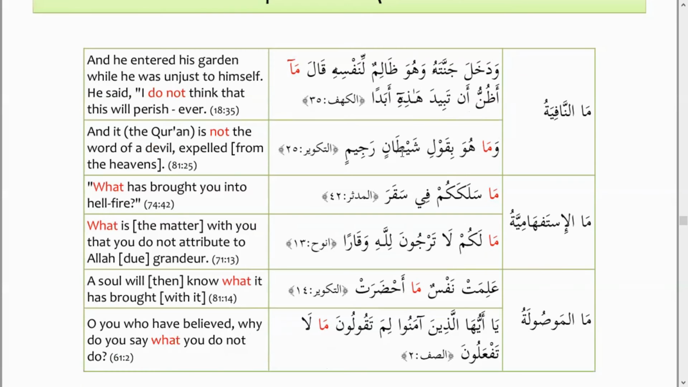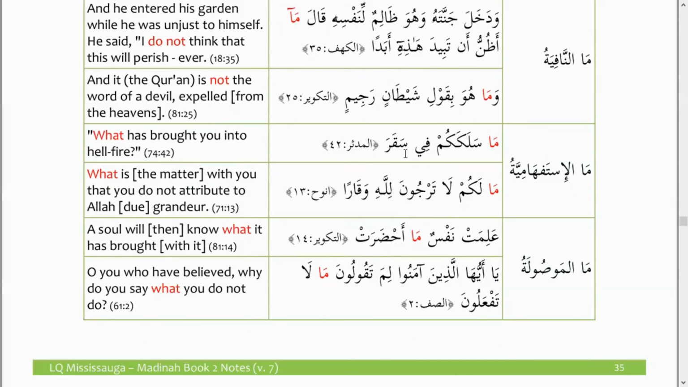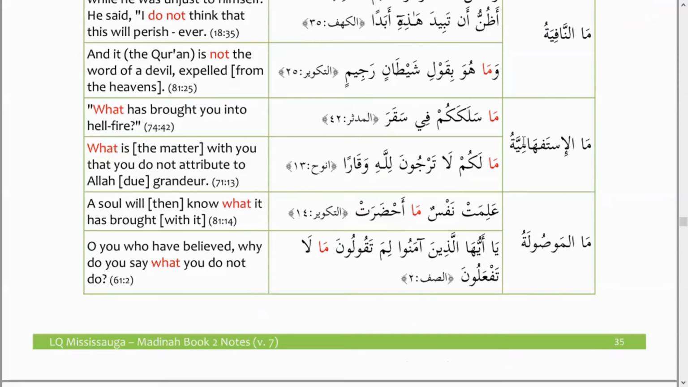Wa ma huwa biqawli shaytanir rajim, and this Quran is not the statement of the shaitan. Ma salakakum fi saqar, what has this is istifham. So these both are ma nafiya, and this is istifham. Ma salakakum fi saqar, what has brought you into hellfire?